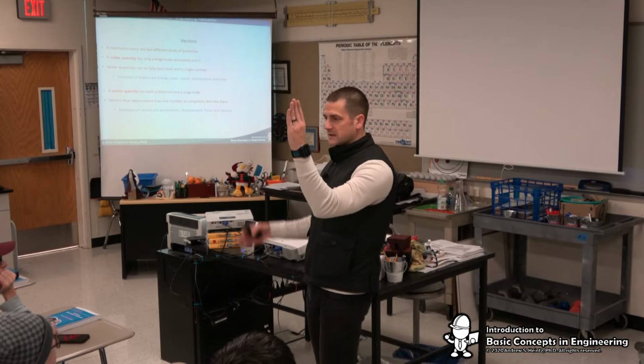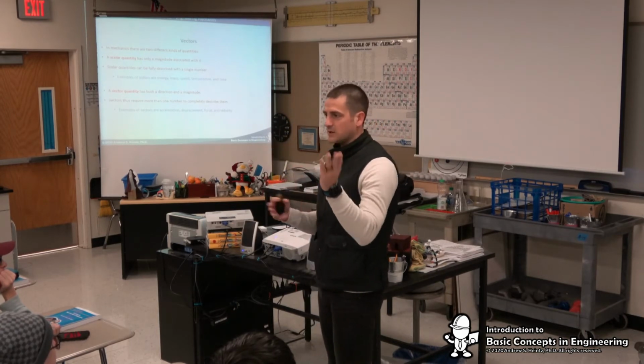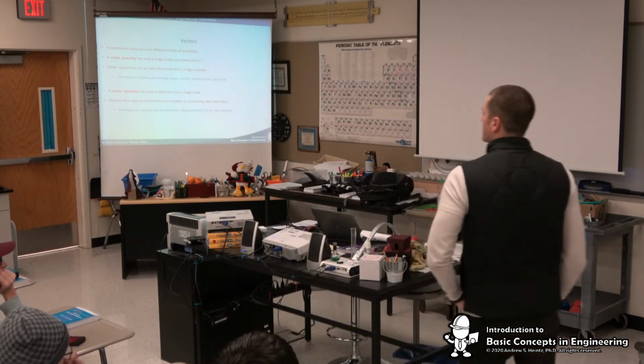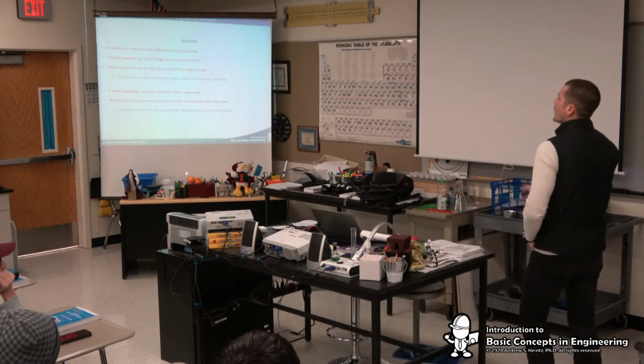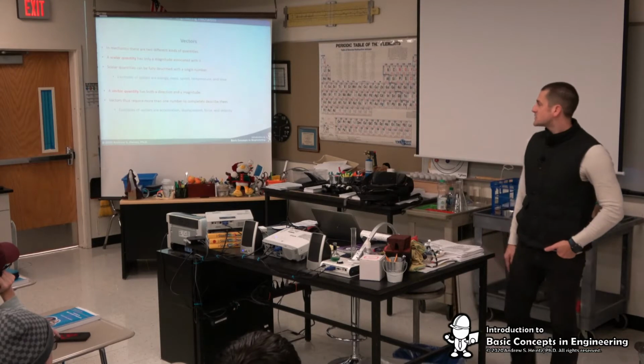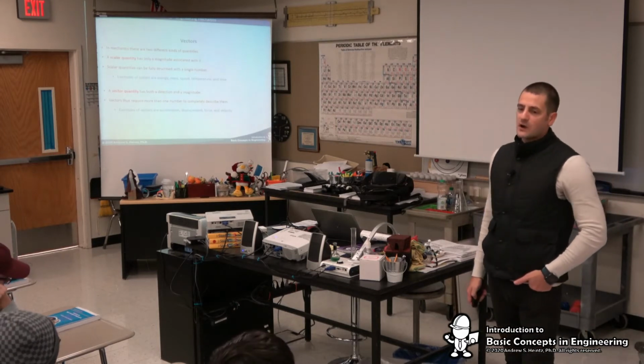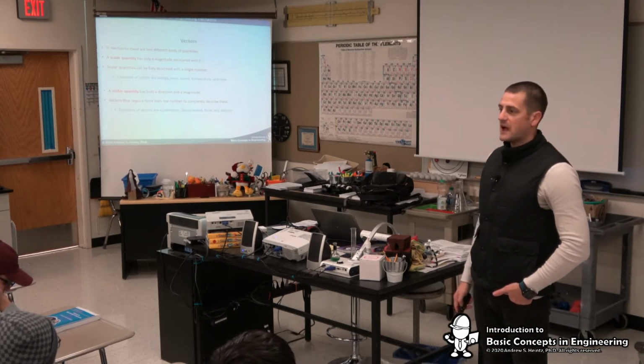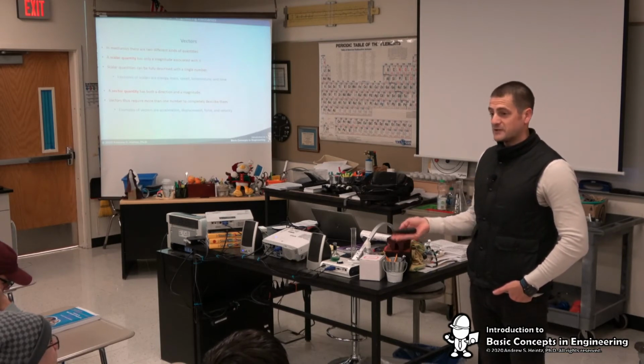Like if a plane's going like this and it's getting blown by the wind, which direction does the plane go, right? That's what we're all talking about. Okay? So a vector quantity has both a direction and a magnitude, and thus vectors require more than one number to completely describe them. Why? Because it needs to have direction and a magnitude.